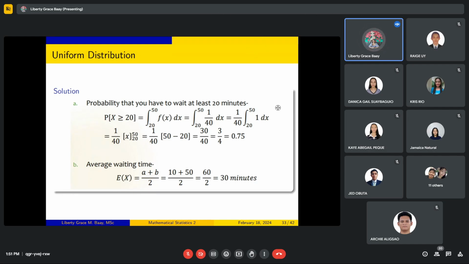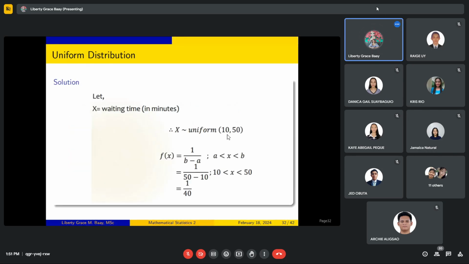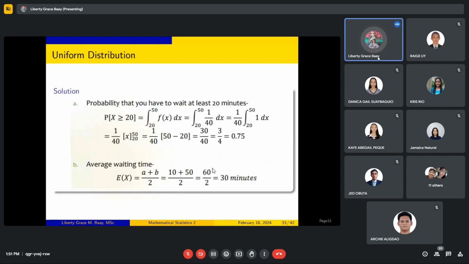Kay magamit man ninyo na diri sa probability density function. Okay? And the next one, so we're going to find the mean of the waiting time. So the formula is a plus b divided by 2. So a is equal to 10, di ba? Given ganina tira eh. A is equal to 10 and b is equal to 50. So I work is substitute. So which means that the average waiting time in minutes is 30 minutes.